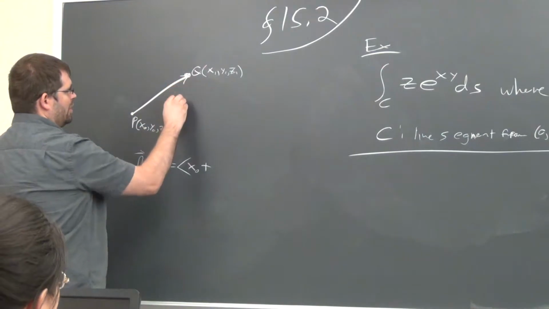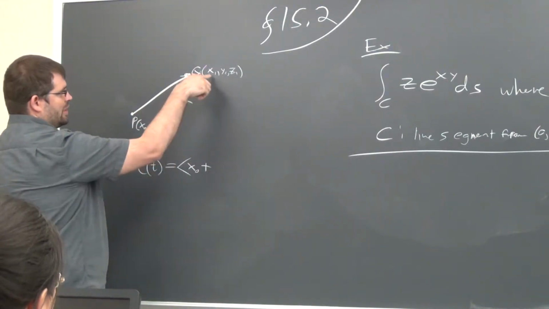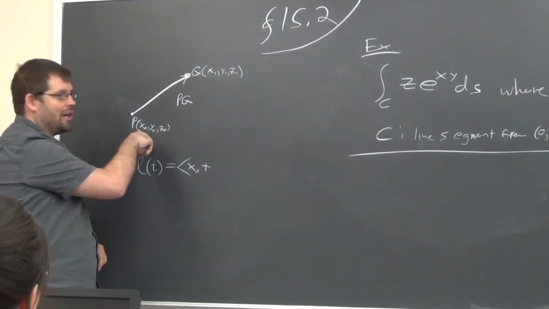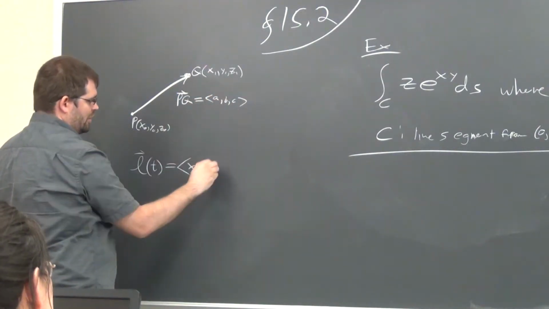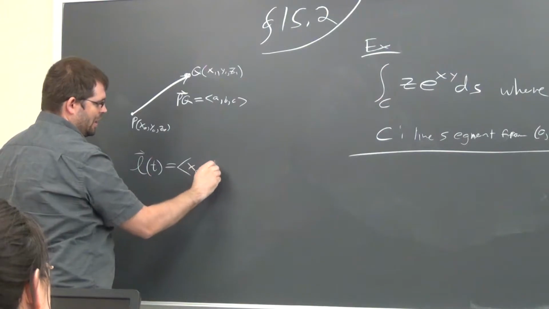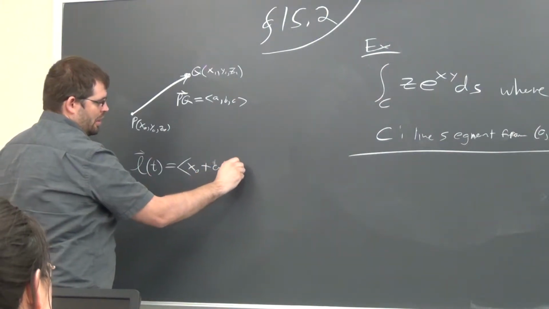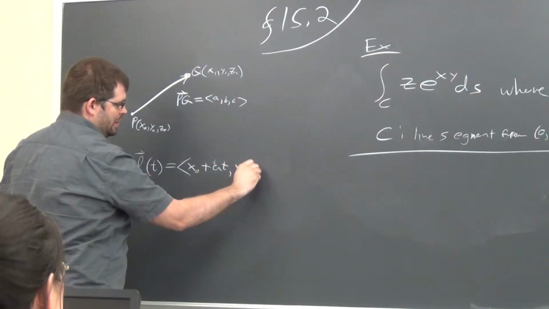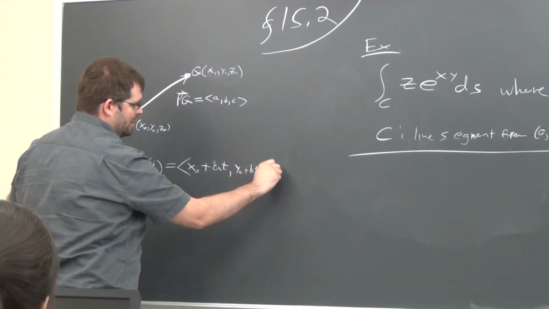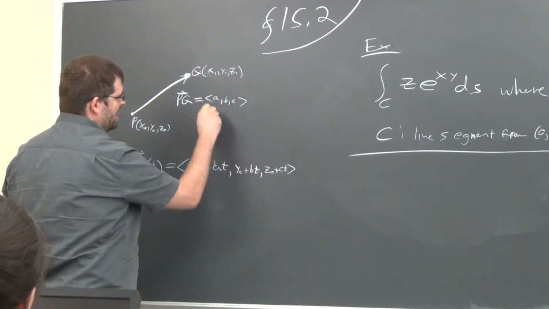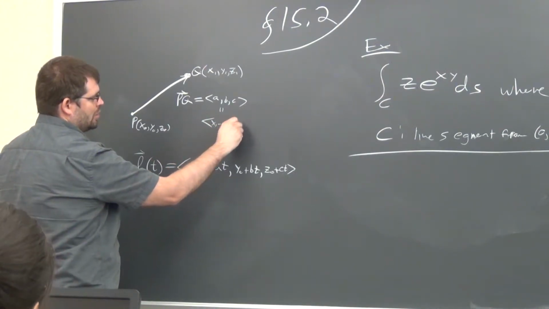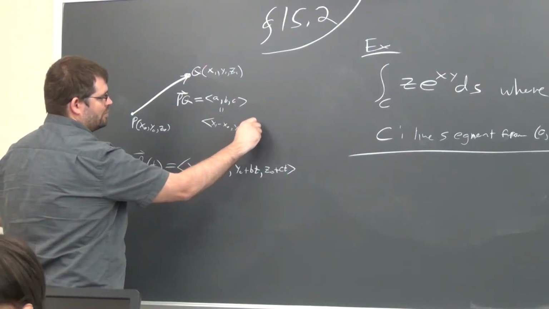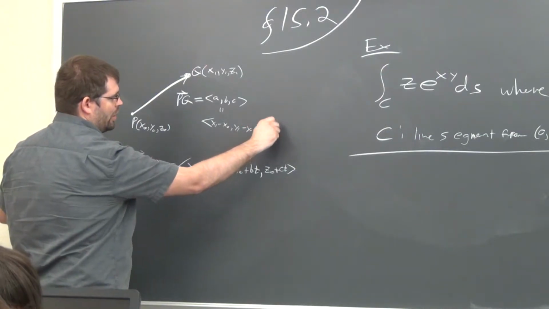So let me write it this way. It's x1 minus x naught, but let's just say that this vector is abc, then this is at, and then y naught plus bt, z naught plus ct. Again, this is assuming you picked this vector that's x1 minus x naught, y1 minus y naught, and so on. I don't want to write all that down.